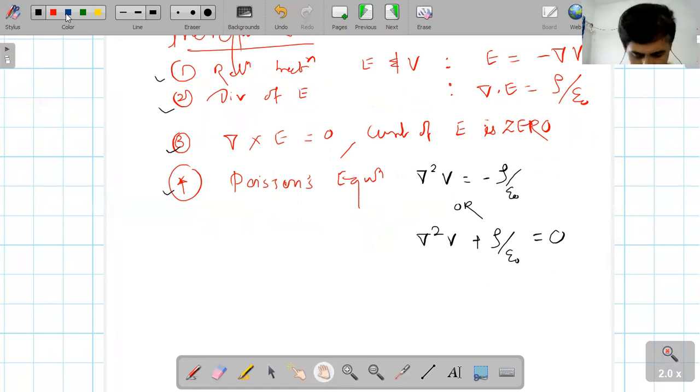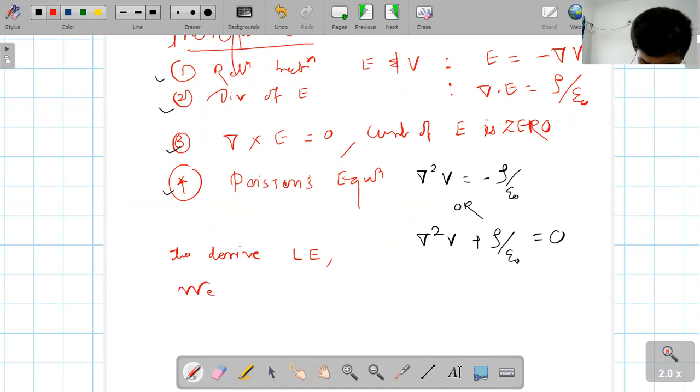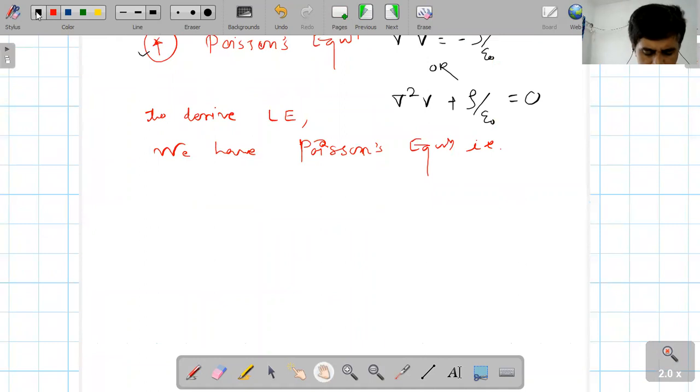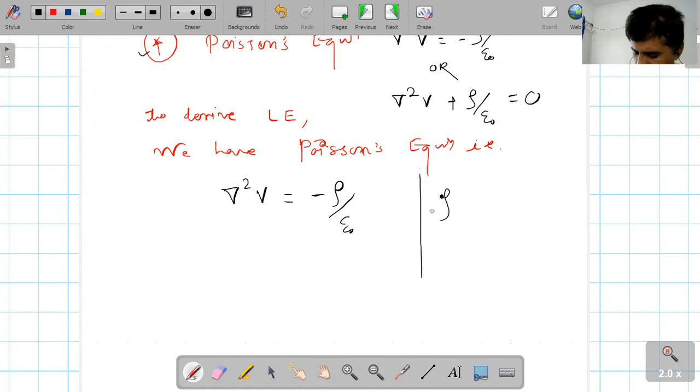Now I will use red color. And to derive the Laplace equation, dear student, here LE means Laplace equation, I will directly state Poisson's equation. We have, that is, I will shift in upward direction, and that is del square V equal to minus rho upon epsilon 0, where, dear student, rho is your charge density, volume charge density.